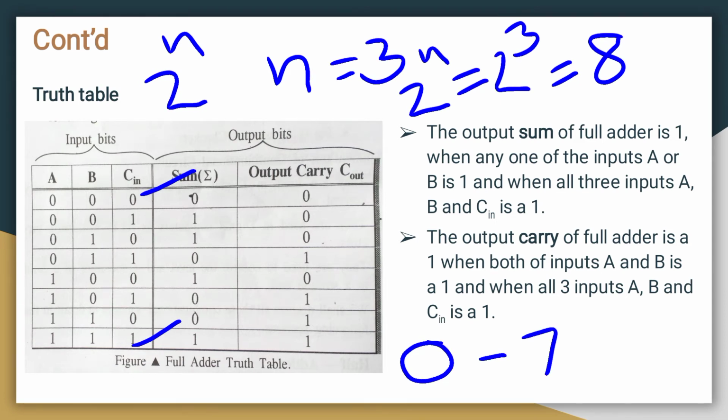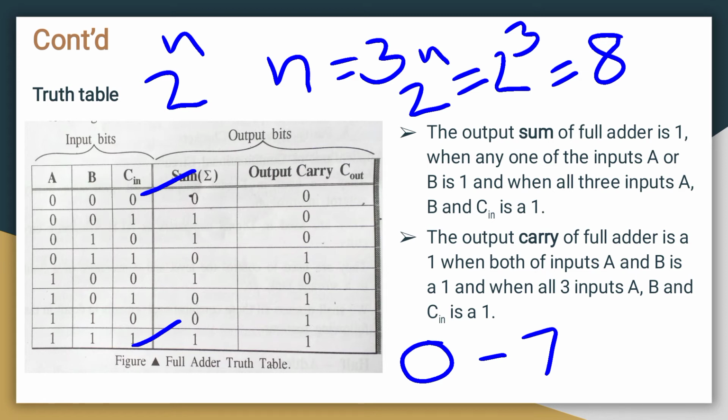0 to 7 is nothing but 0, 1, 2, 3, 4, 5, 6, 7. So totally 8 content. Clear? So this is about the truth table. You have to write in a 2 power n format. N is equal to 3, where 3 is the number of inputs.